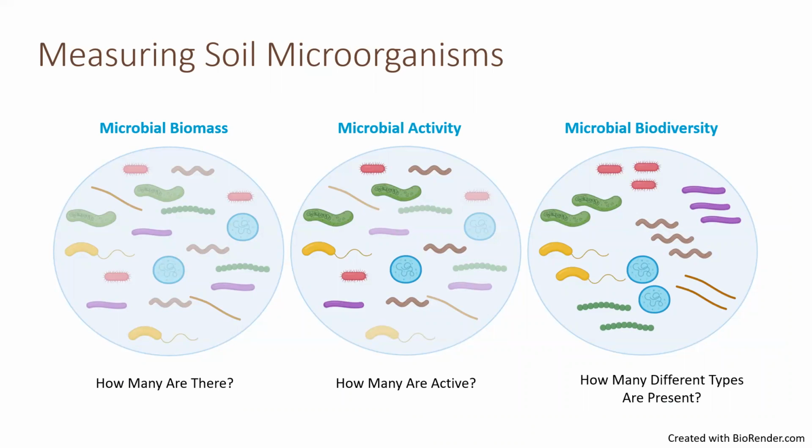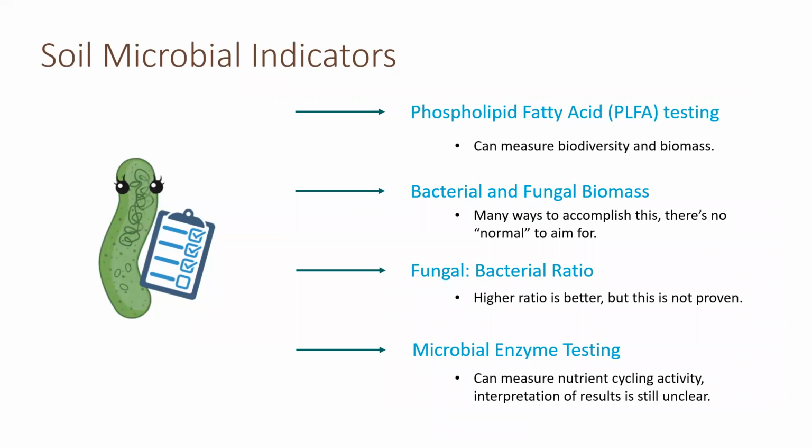So looking back on what we've learned, we know that we can measure how the soil microbial community is changing based on the total amount of microorganisms present or their biomass, the actual activity of those microorganisms telling us how much are actually functioning in the soil, and the biodiversity of the community, which is looking at how many types of microbes are present. So some commercial tests already attempt to measure these metrics.